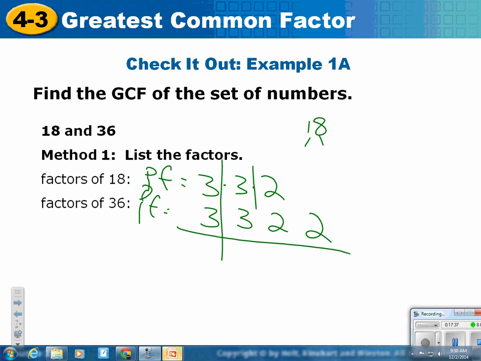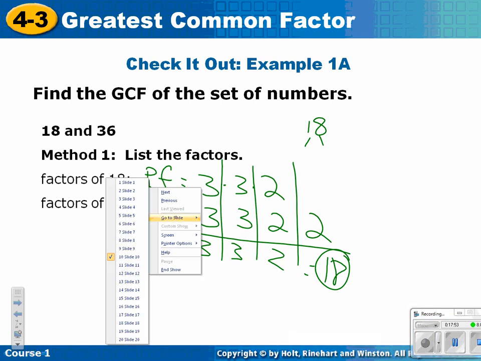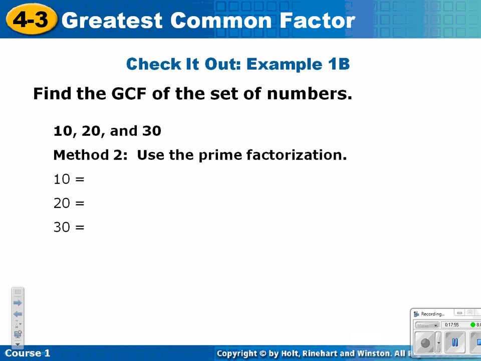We got it set up. 3 columns is 3, 3, 2. 3 times 3 is 9, times 2 is 18. That's our answer. Okay? The next one. Go ahead, use prime factorization. I'm going to work on it too at the same time. See if you come up with the same answers as I do.